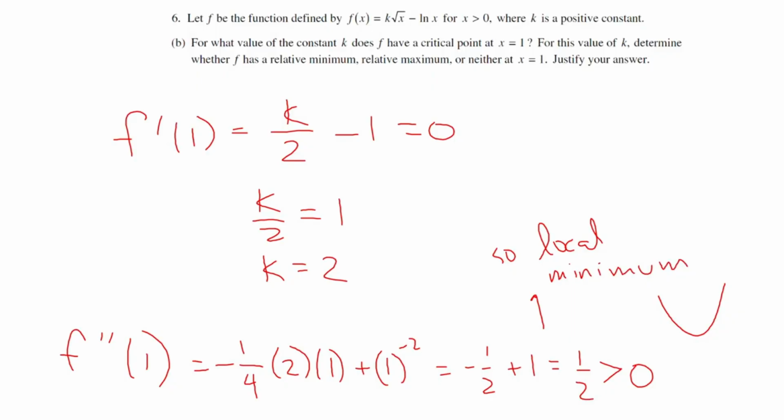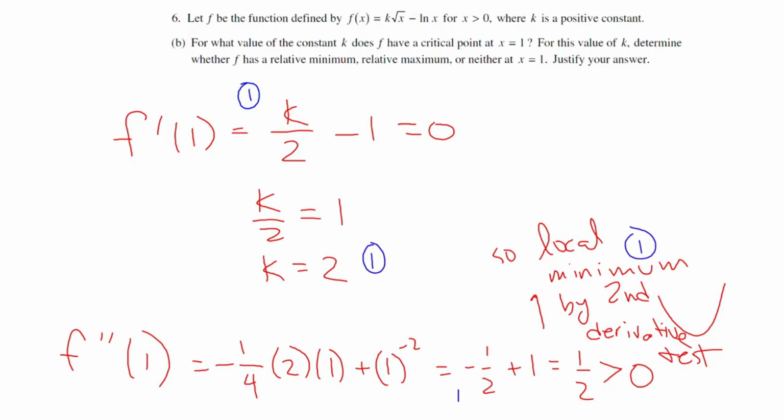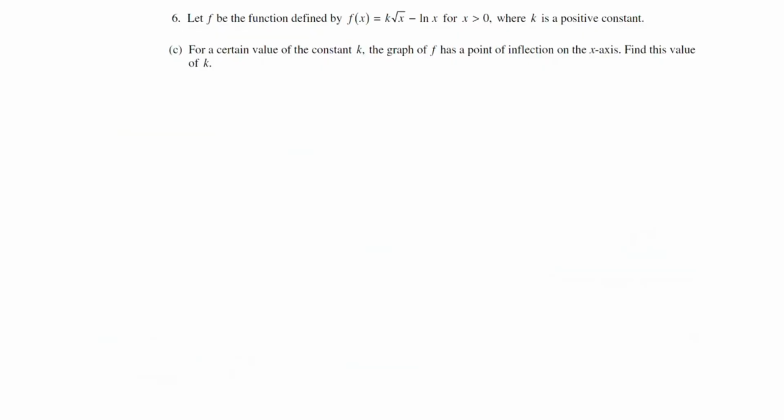And we can maybe say, we'll say local minimum by second derivative test, because they want you to justify your answer. So at least say what the test is called. They gave you 4 points there, 1 for just setting it equal to 0, 1 for getting the value of k, 1 for the answer of minimum, and 1 for the work to show why it was a minimum.